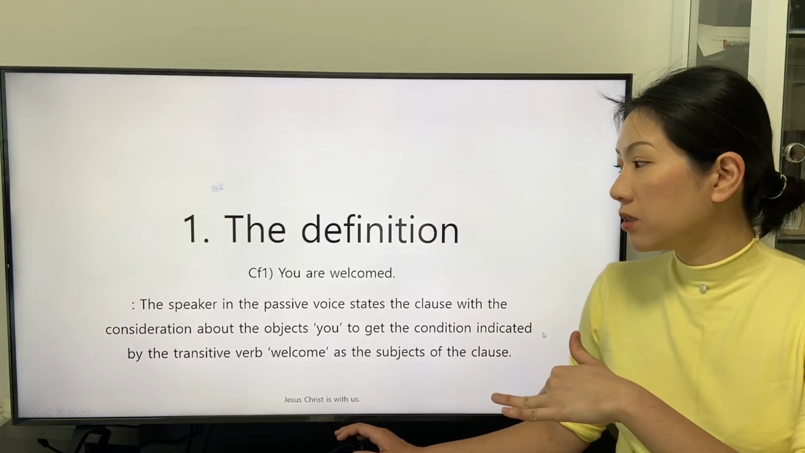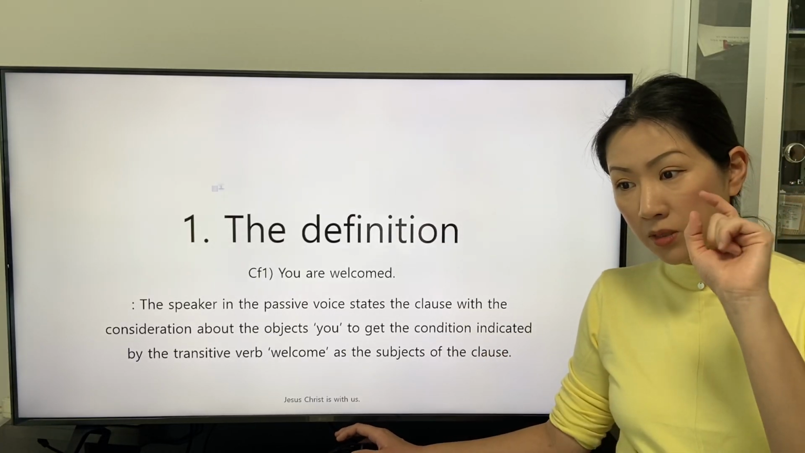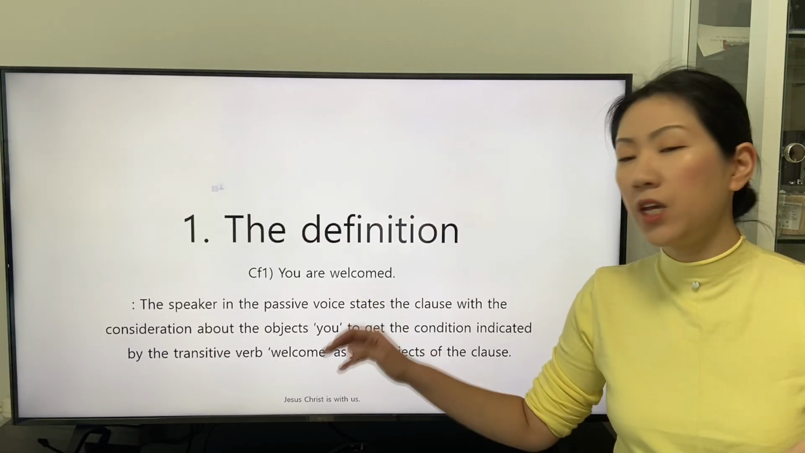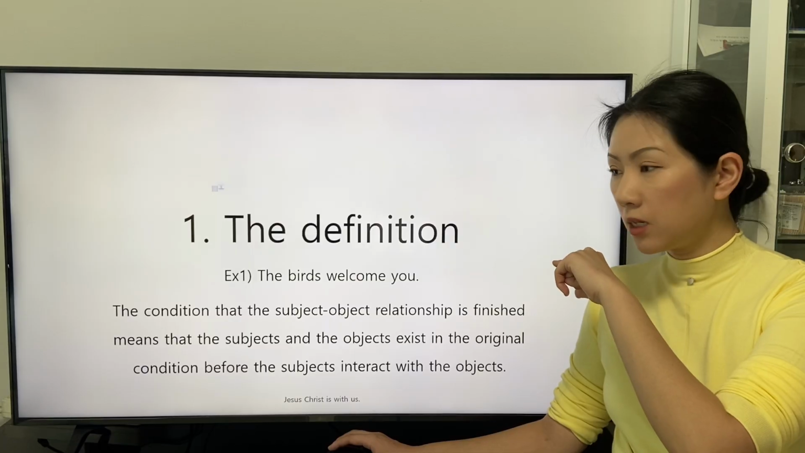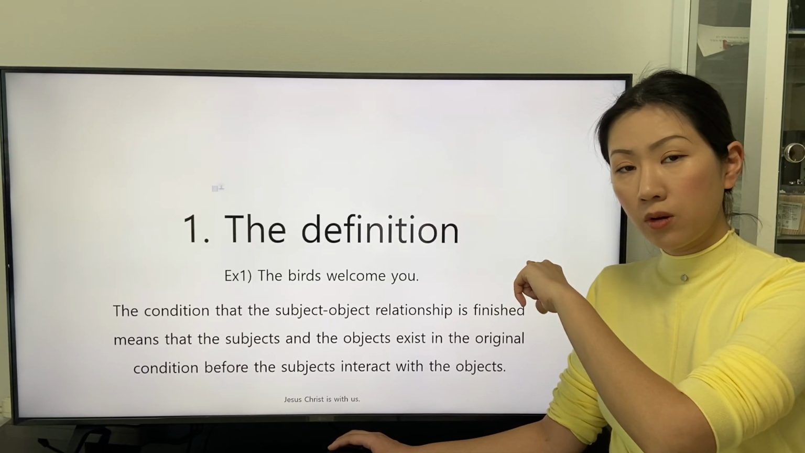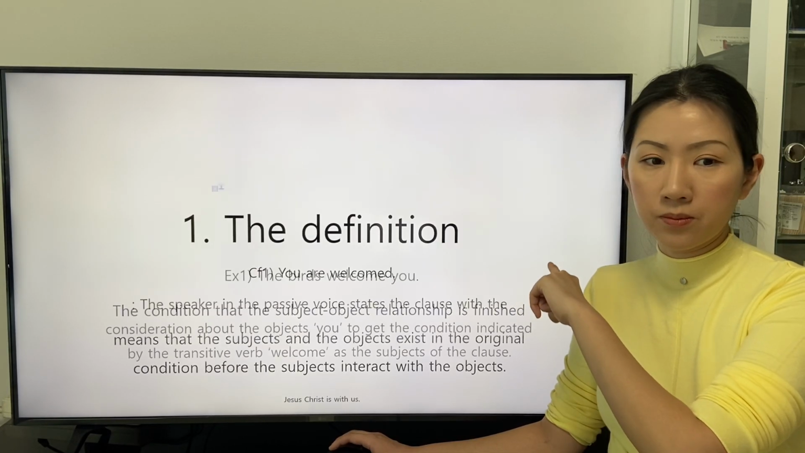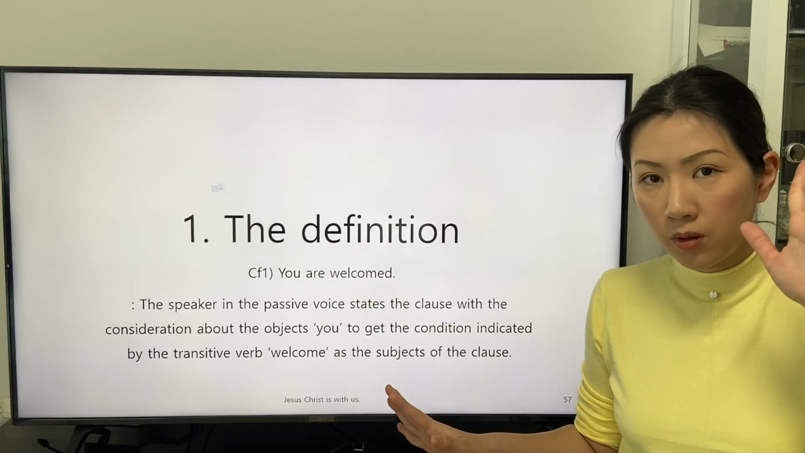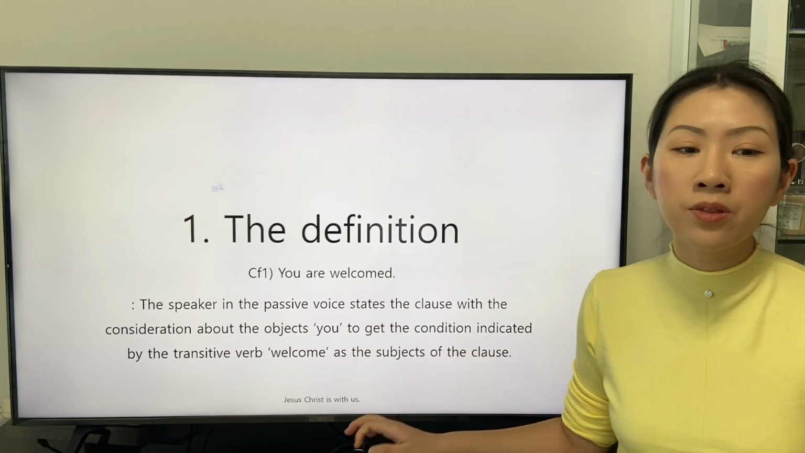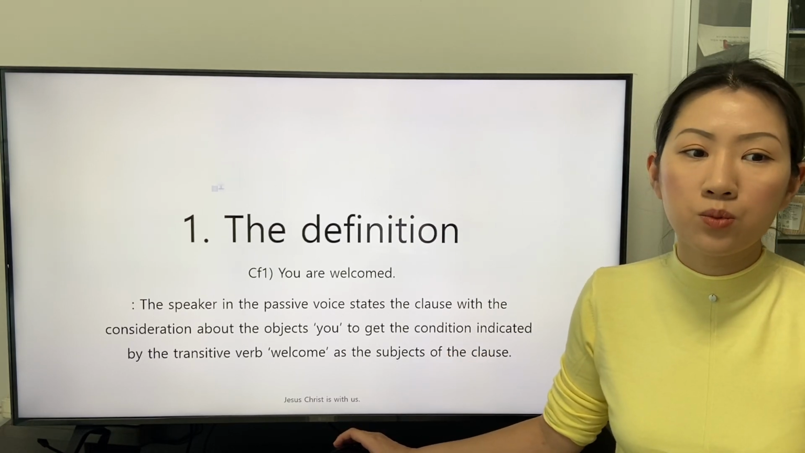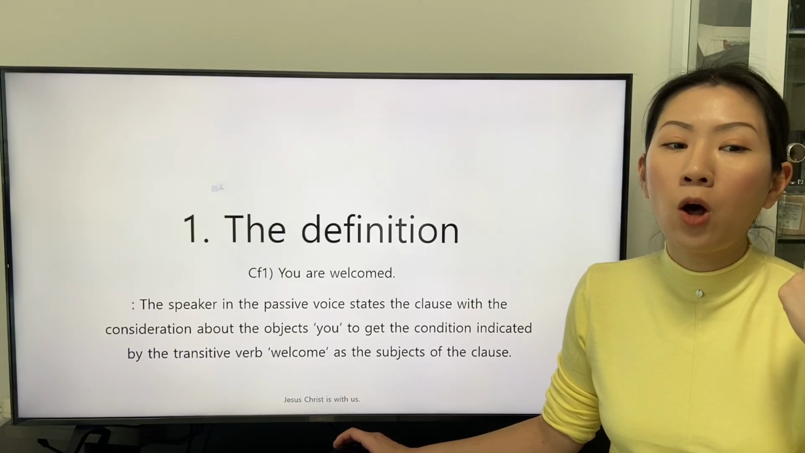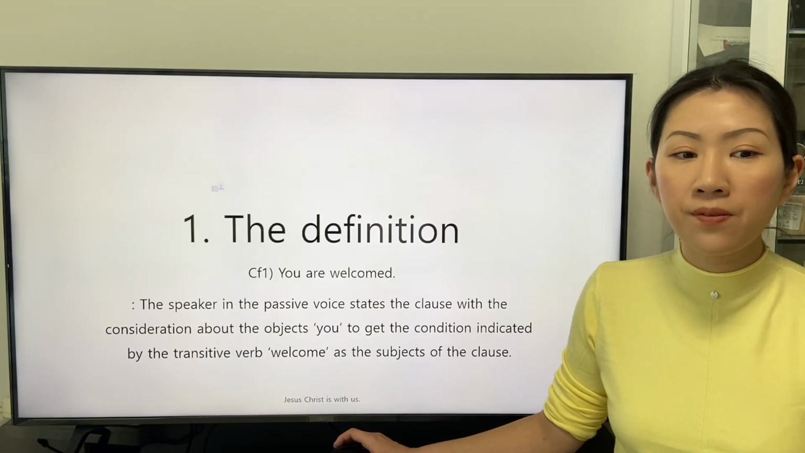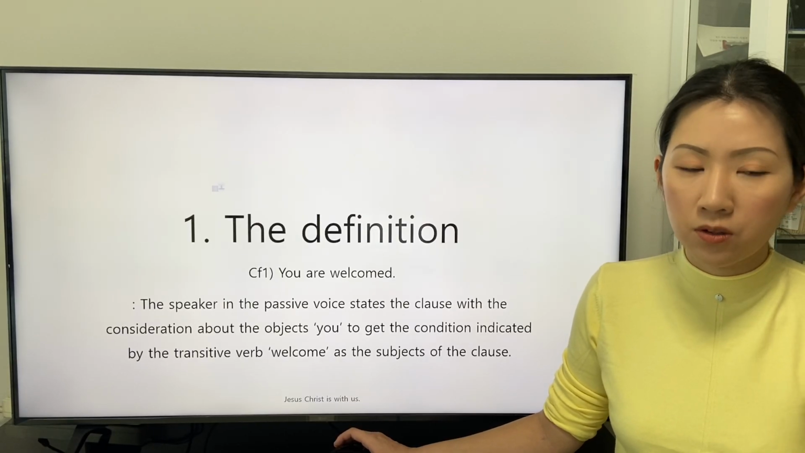There is a conference stated from the perspective of the object in the first example. You are welcomed. The speaker in the passive voice states the clause with a consideration about the object you to get the condition indicated by the transitive verb welcome as the subject of the clause.